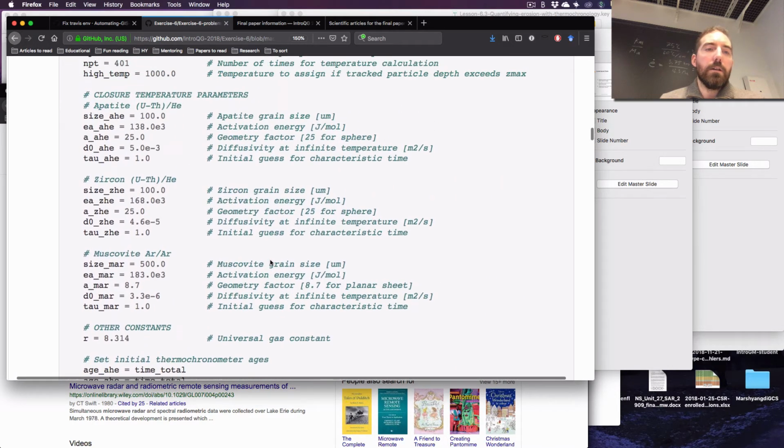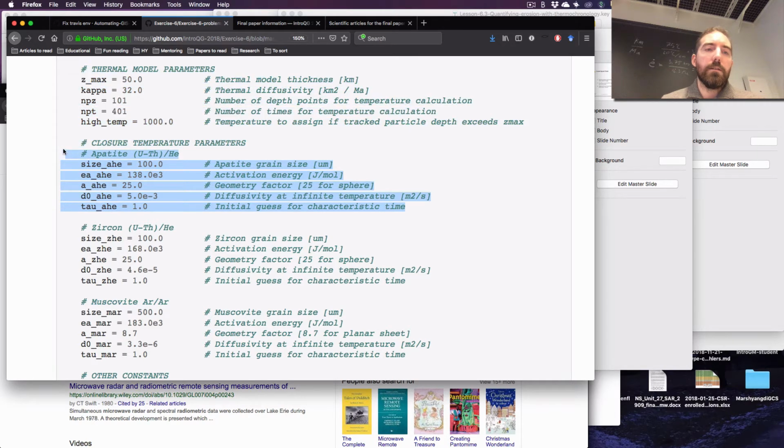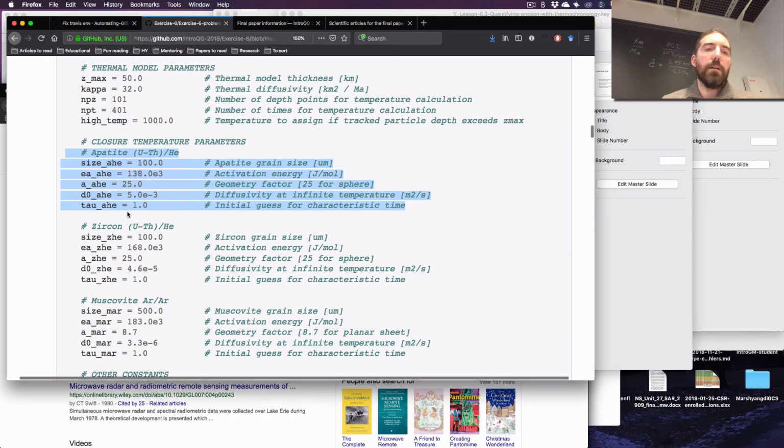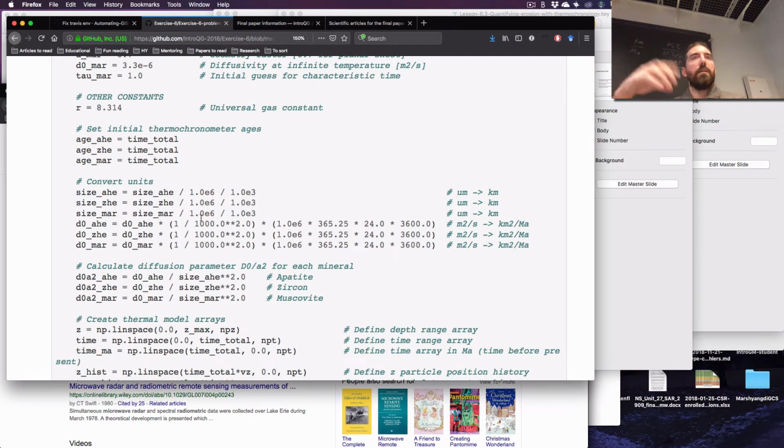The thing I would ask you to do is just to look through here. A lot of these lines are things like defining constants, so these are diffusion parameters for helium and apatite, and there's some stuff like converting units. When it comes down to it, the number of lines where it's actually doing something complicated, there's not that many.